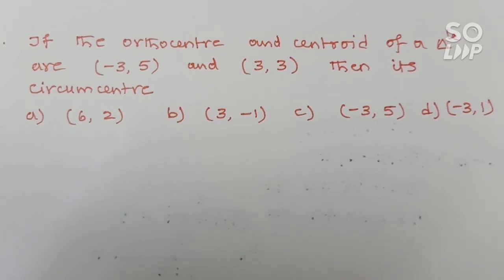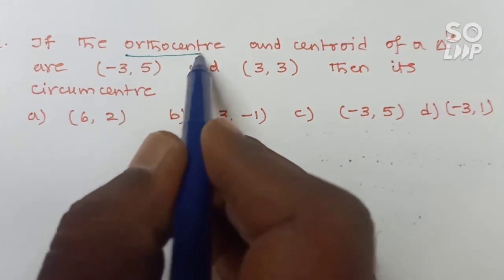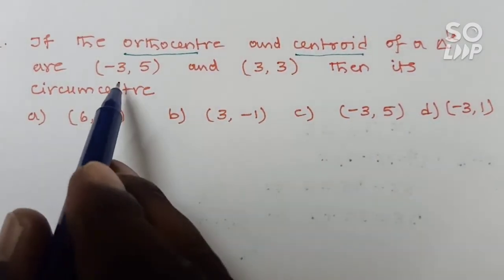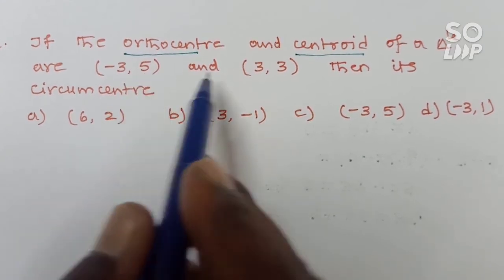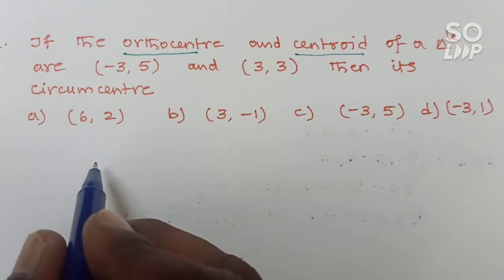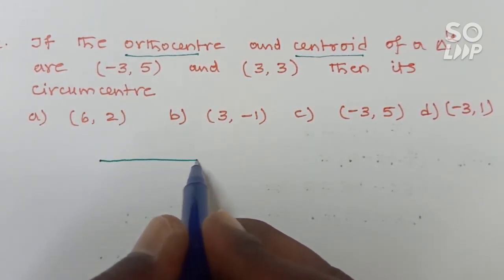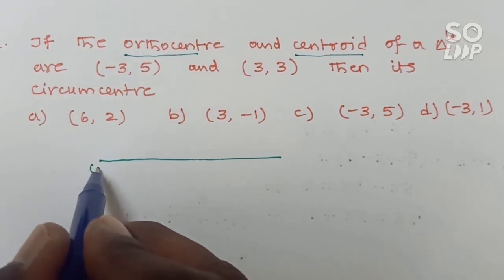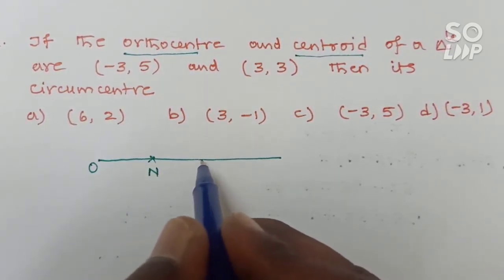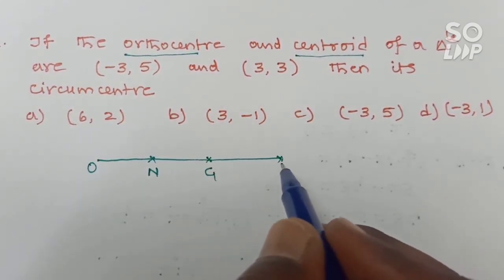See, in this problem, the orthocenter and centroid of a triangle are -3, 5 and 3, 3. So the orthocenter is given. Take the diagram. This one is the orthocenter, this one is the center of the nine-point circle, this is the centroid, and this one is S.